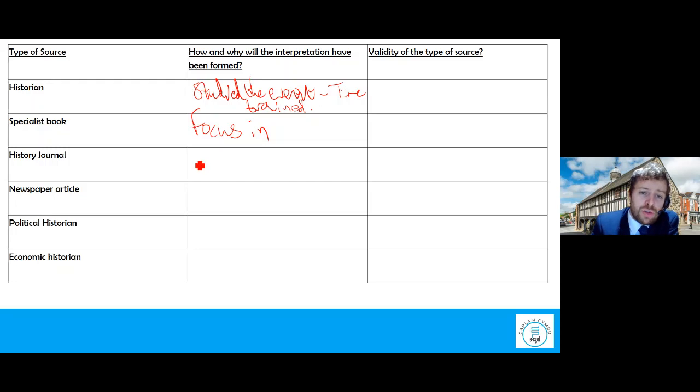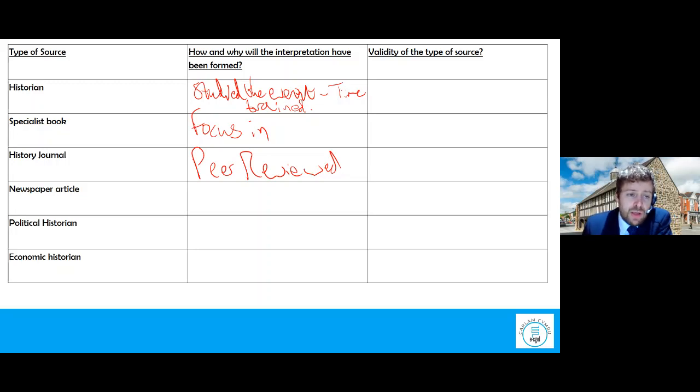Now, history journals tend to be peer-reviewed. This is the key point for this. Because what happens is, in order to publish in this journal, other historians, the editor, who's a historian, will have read the article, will have passed some comment on it, it will have been edited and things like that.